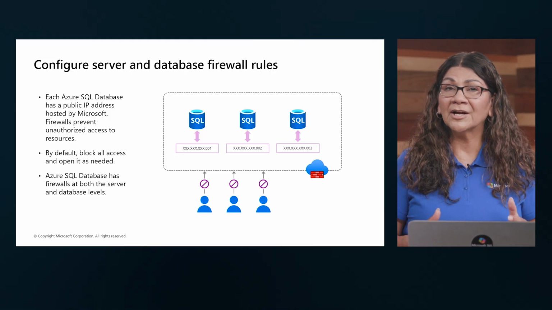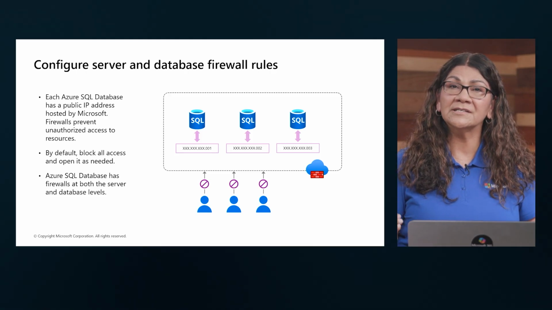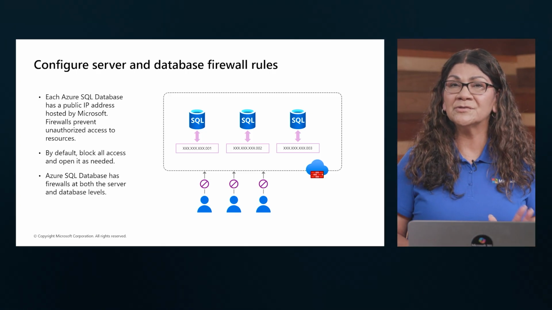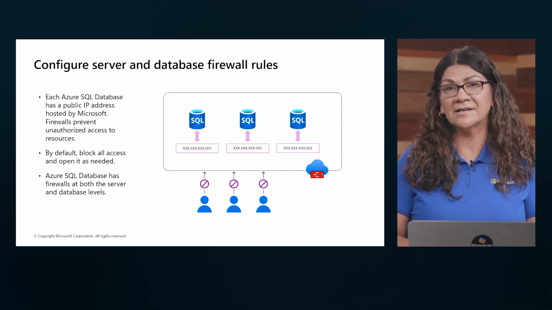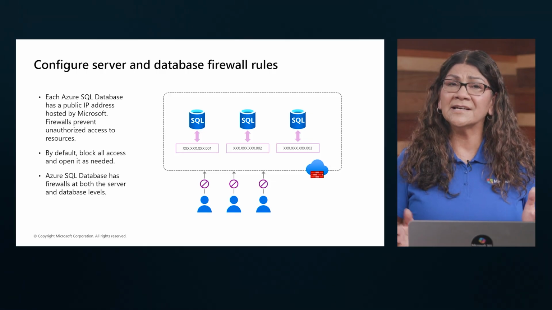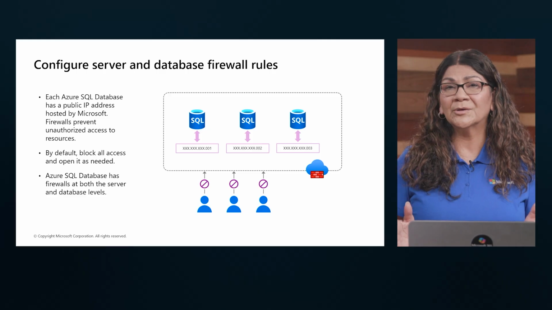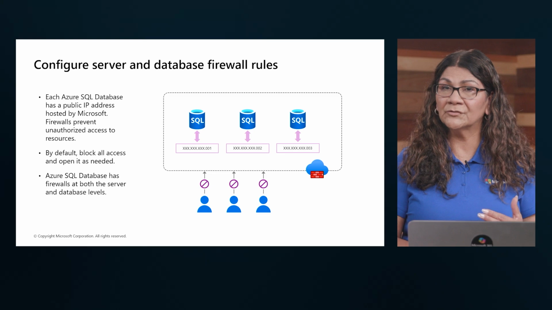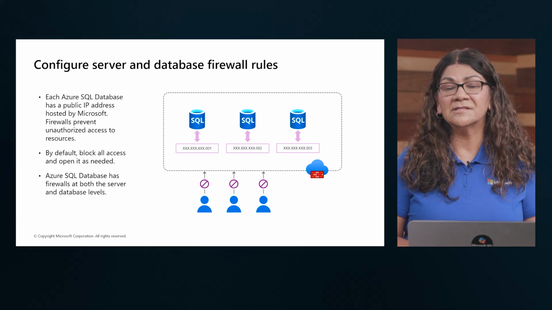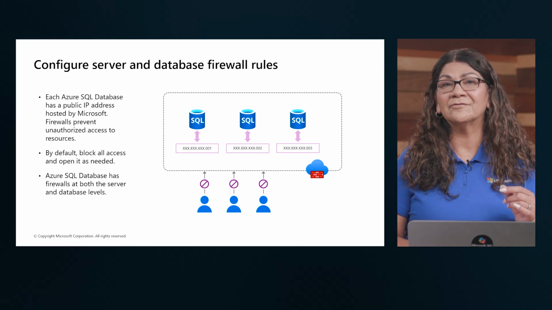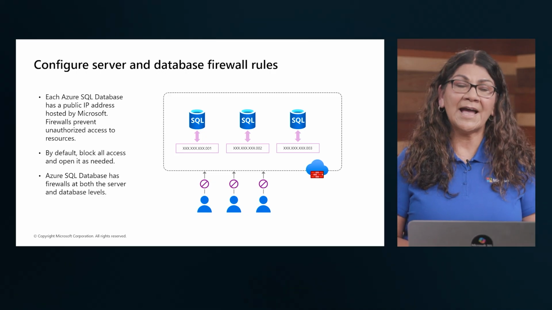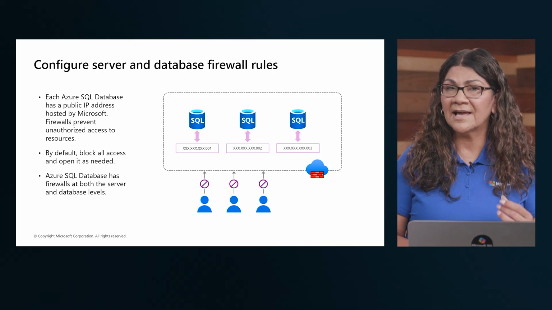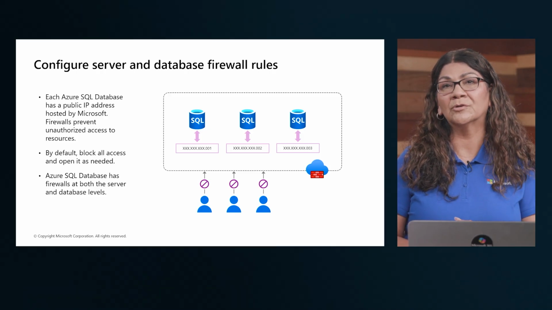Azure offers firewall controls at both server and database tiers, enabling granular access management tailored to specific operational needs. You can configure these rules using T-SQL, for example, to allow access from a specific IP range at the server level. To do that, you want to use the stored procedure sp_set_firewall_rule to allow access. Then to allow access at the database level, you want to use sp_set_database_firewall_rule.